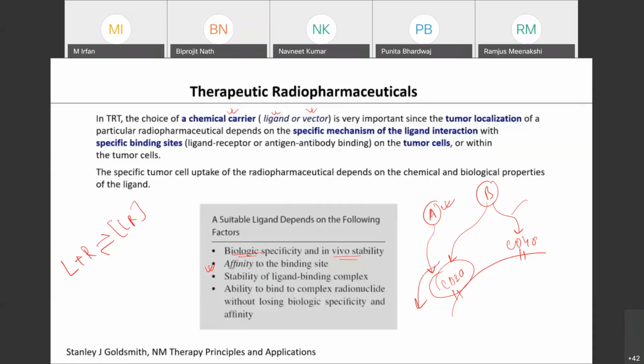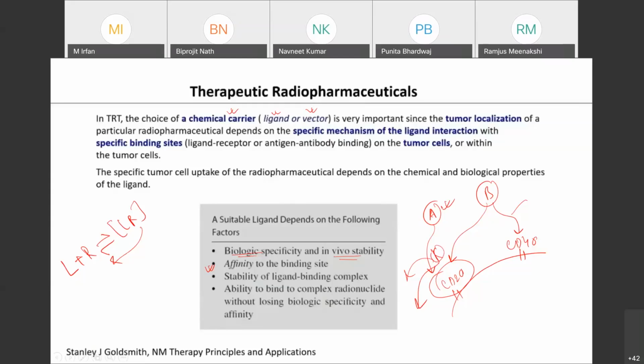If it's not stable, this ligand receptor complex will break down to ligand and receptor. So it has bound actually, but it has now again distorted out. So we are not irradiating the tumor again. So stability of the complex is very important. So the stability determines the time of irradiation. More stable complex, more time of irradiation. Lesser stable complex, lesser time of irradiation.